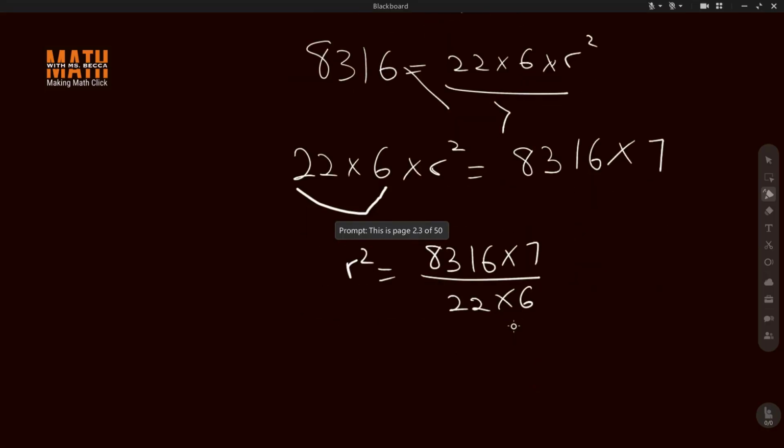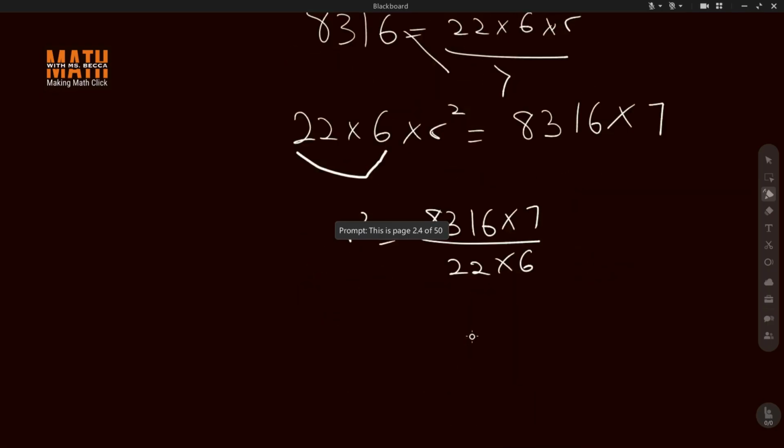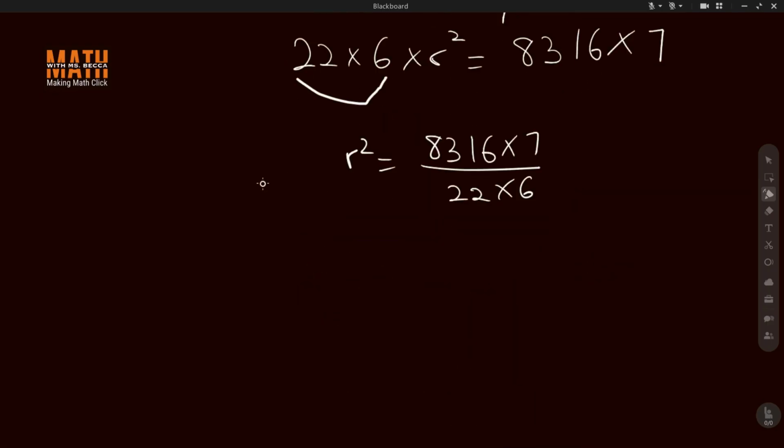Now let's simplify. If you have your calculator with you, you can just press straightforward from this place. But in case you are solving without a calculator, you can say r squared will be equal to, 6 will go into 8 once, remainder 2, 6 will go into 23, that's 3 times, that's 18, remainder 5, 6 will go into 51, 8 times, remainder 3, 6 will go into 36, 6 times. So we have 1386 times 7/22.